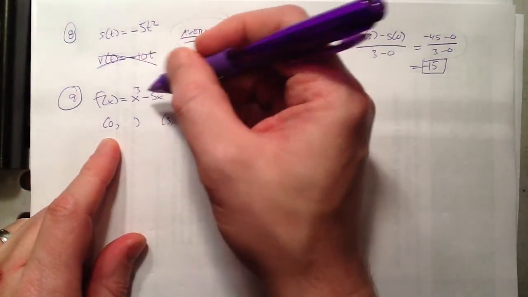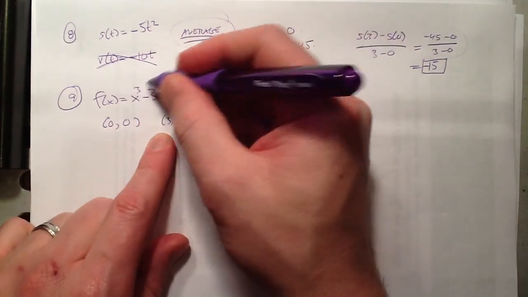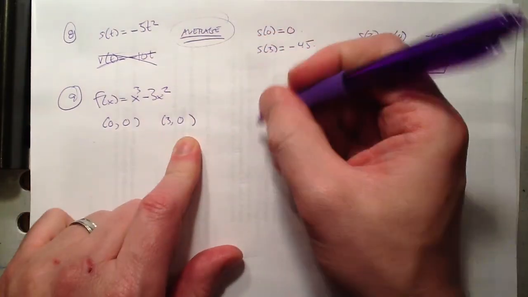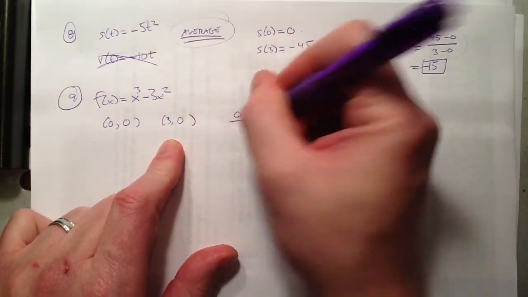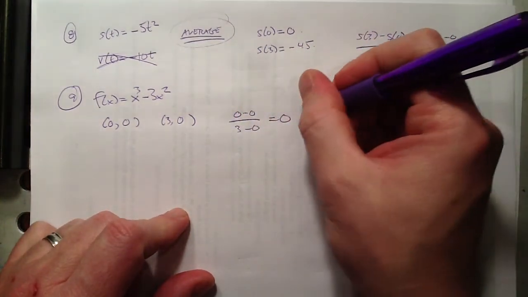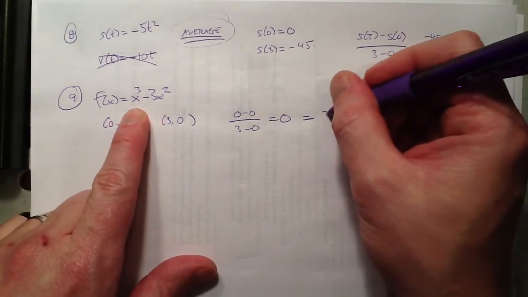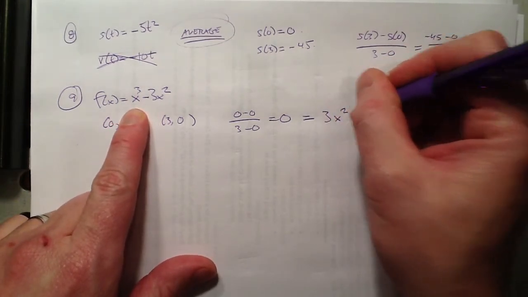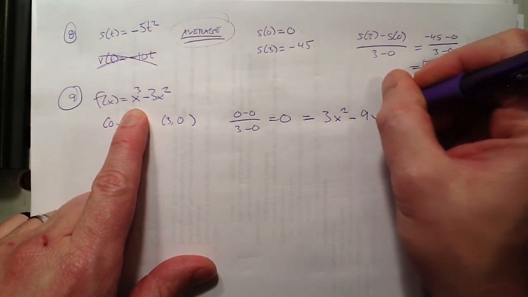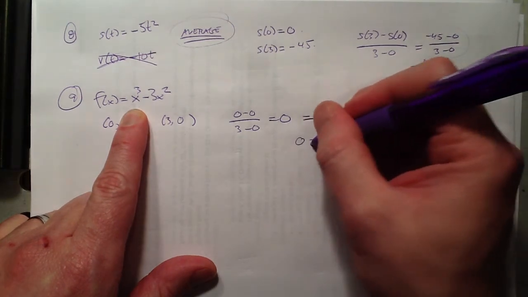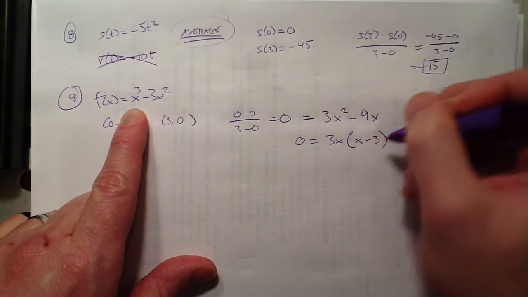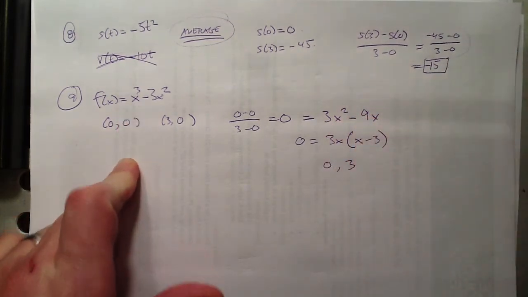So let's see. When I plug 0 in, I get 0. When I plug 3 in, I get 27 minus 27. I also get 0. So the slope between those, well, they're on the same horizontal, so the slope is actually 0. I'm going to set that equal to the derivative, 3x squared minus 9x. So where's that equal to 0? A little factoring there. 3x times x minus 3. That's equal to 0 at 0 and 3.